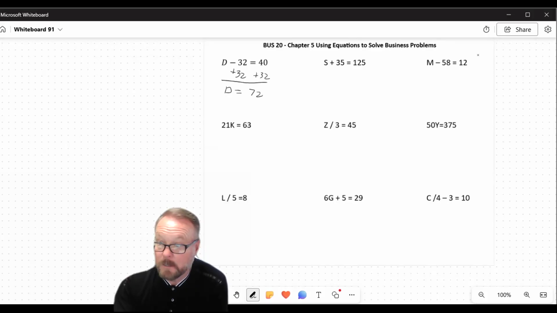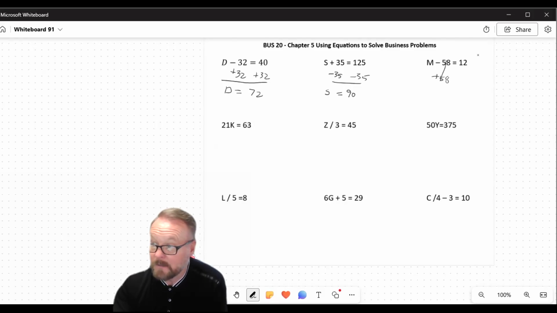Same over here. It's addition, so we're going to minus 35 from each side. That means S equals 125 minus 35, which is 90. Here we have subtraction again, so we're going to add 58 to each side. And by the way, when you add it, these cross out. And the M becomes, in this case, 80. Is it 80? 70. So M equals 70. Again, I can plug in 70 where the M is, minus 58 to be 12.